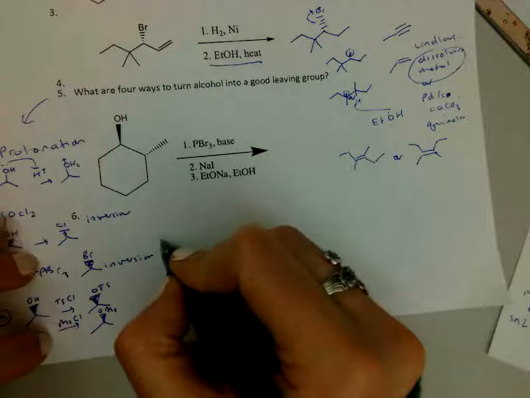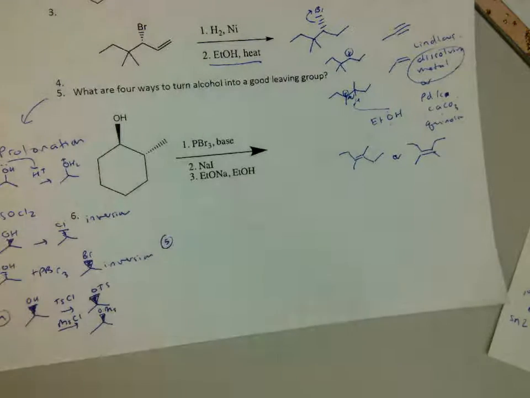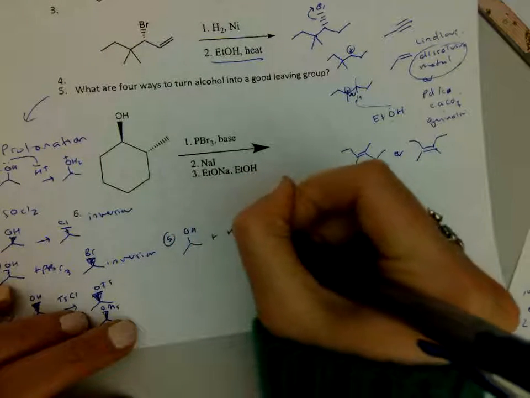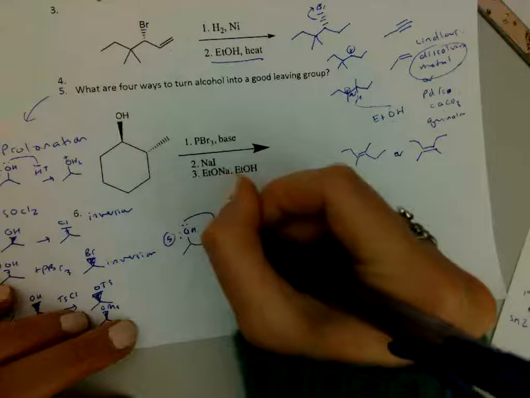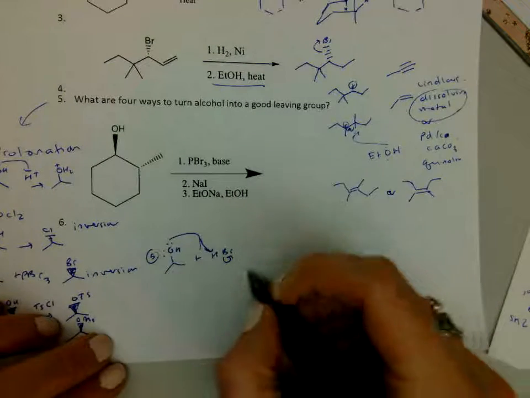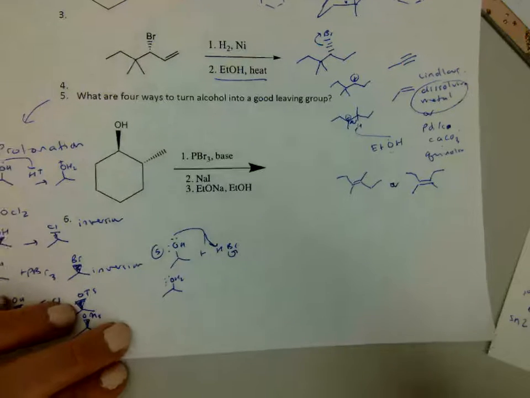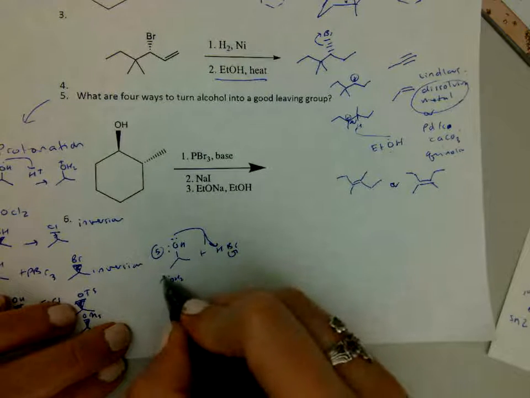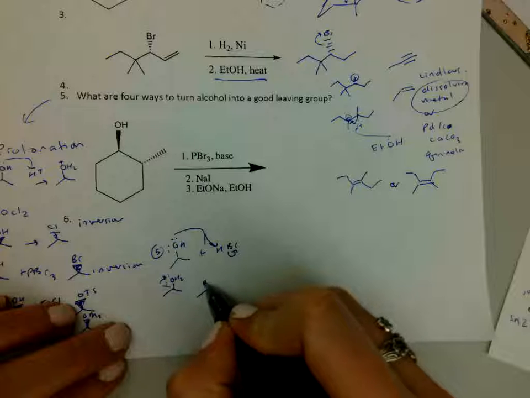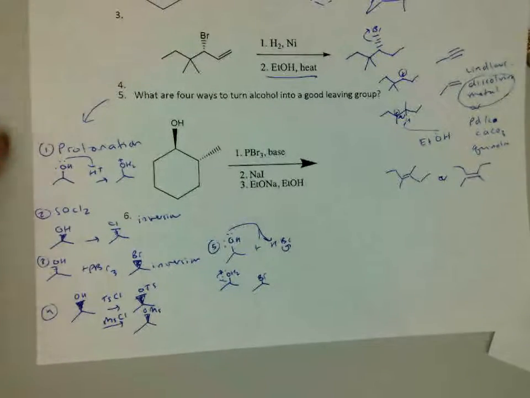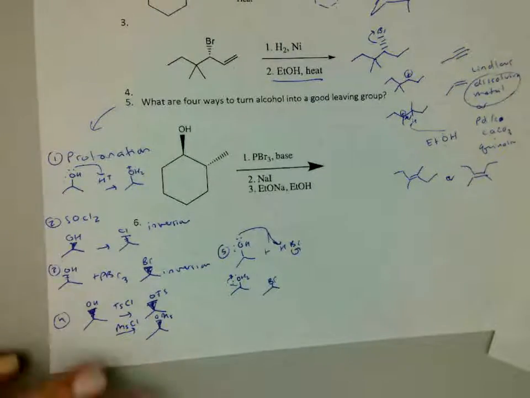There's another one that sometimes gets thrown around as being a way to turn alcohol into a good leaving group, and that's alcohol with HBr. But the first step in this is a protonation step to make OH2. So you already turned it into a good leaving group, and then it leaves and the Br attacks. But you could get rearrangement with that. So I don't love that one. I don't use it a lot. But these four, these come up a lot. You should definitely know these.